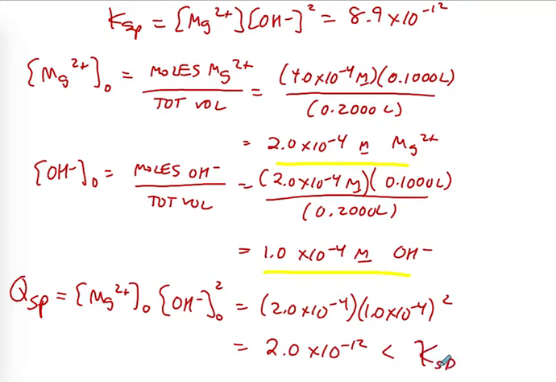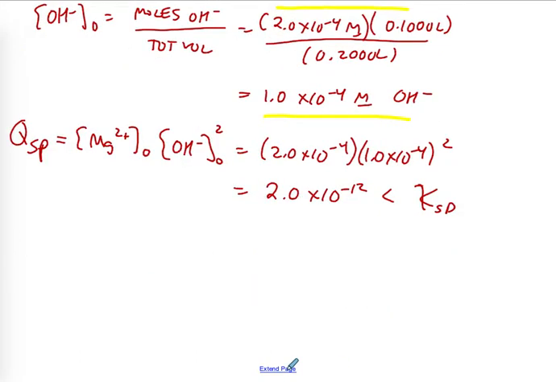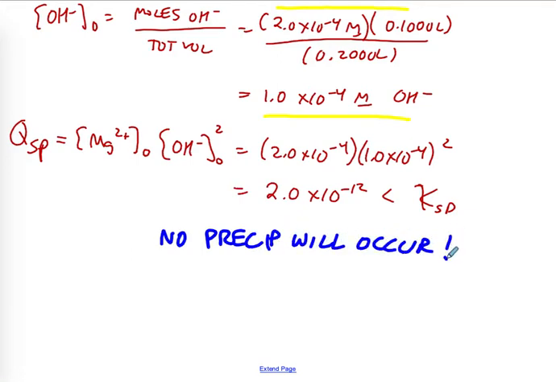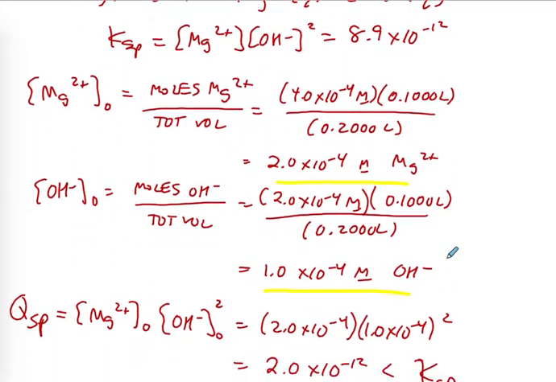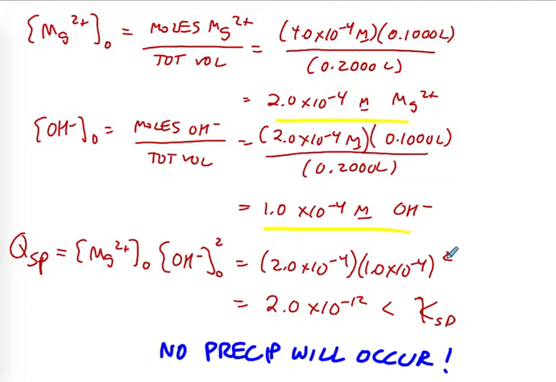So we would predict that because the product of the concentrations of the ions is not high enough to satisfy the equilibrium condition, no precipitation will occur. So even though Ksp is pretty small, what do we say it was? 8.9 times 10 to the negative 12. Because the concentrations of the magnesium 2+ cation and hydroxide anion are not high enough to satisfy the equilibrium expression, no precipitation will take place.